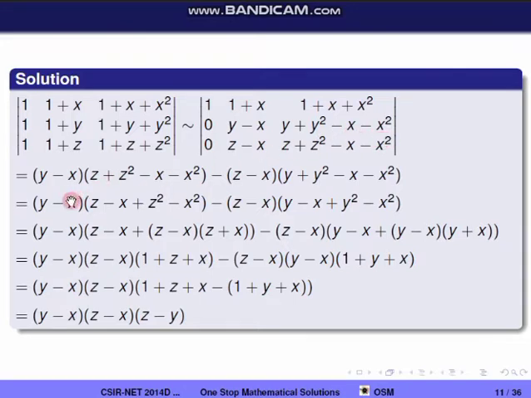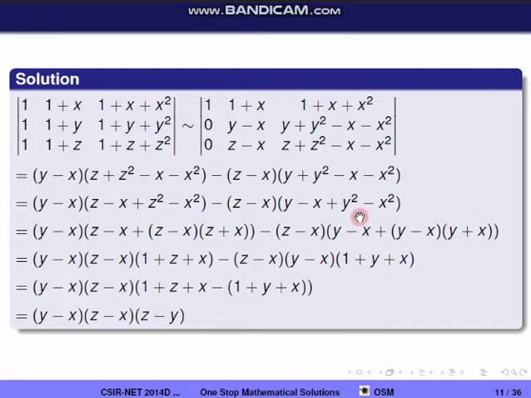So here I am rearranging the terms. This is equal to y minus x into z minus x plus z square minus x square, minus z minus x into y minus x plus y square minus x square. So we can write z square minus x square as z minus x into z plus x, and y square minus x square as y minus x into y plus x. So from this equation I can take z minus x as common.